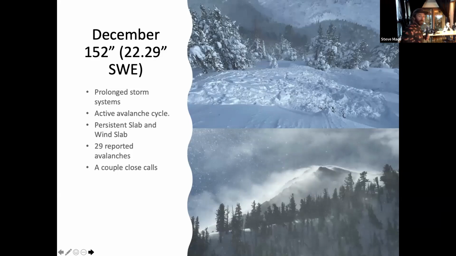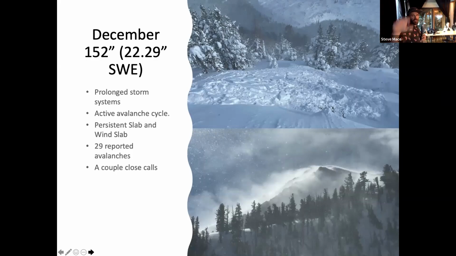We had a really active avalanche cycle in December. Almost 30 avalanches reported in the month of December and several close calls. But we did see that persistent weak layer develop on the base where that October snow was still present. It was pretty sporadic where that was. Again, northerly aspects, higher elevations. But generally speaking, we are more concerned with wind slabs, storm slabs, things like that.